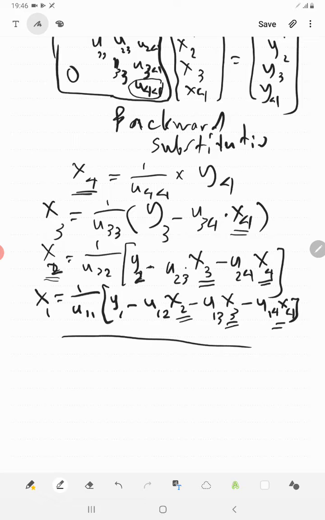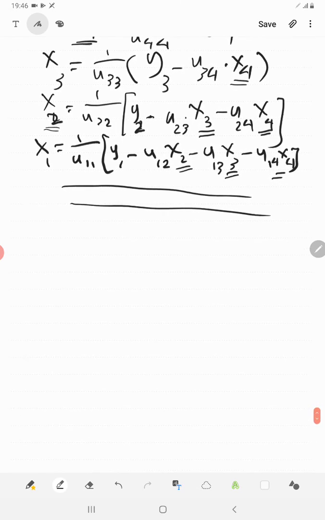Okay, you see here we divide by UKK. So U33, U22, U11, and the first one U44. In the forward substitution, these were ones, and here they have a value. Then we print Y and X as seen here. Very good. So to make sure that what we did is right, let's go to MATLAB.